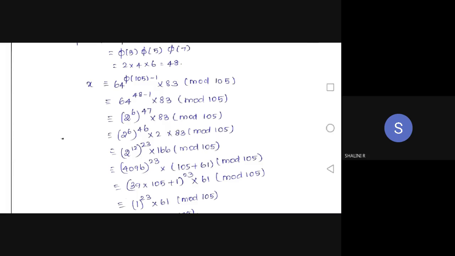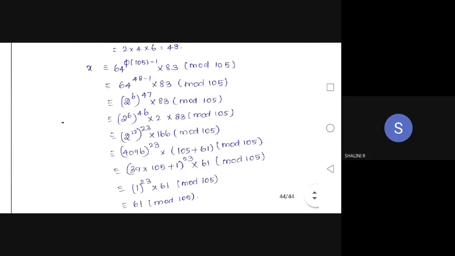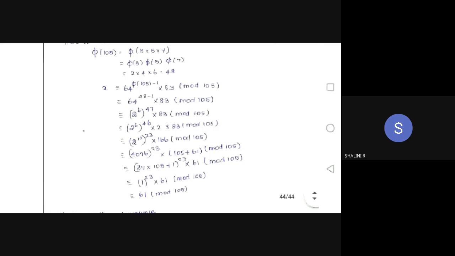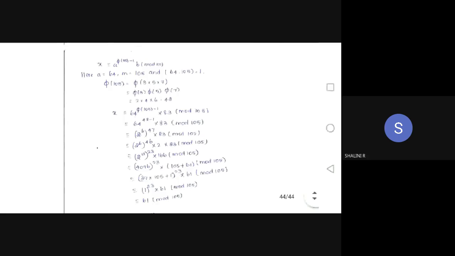So 1 power 23 into 61. So x is congruent to 61 mod 105. Okay, x is congruent to 61 mod 105, which is the solution of the given linear congruence 64x is congruent to 83 mod 105. Are you clear now?